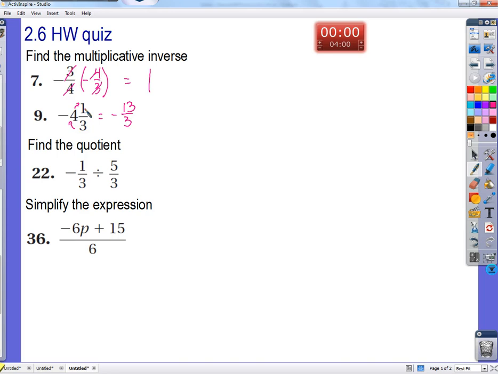Well, multiplying 3 times 4, what does 3 times 4 give us? 12. What if we divide 12 by 3? What do we get? 4. Okay, there's something there.